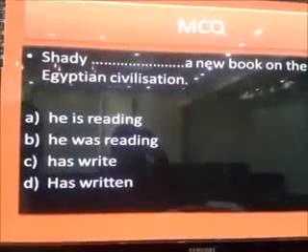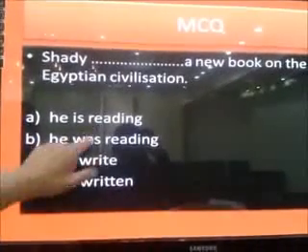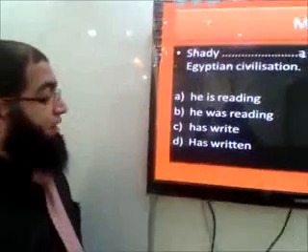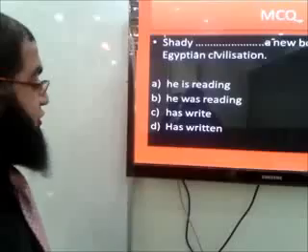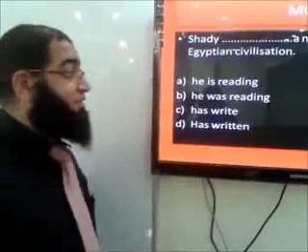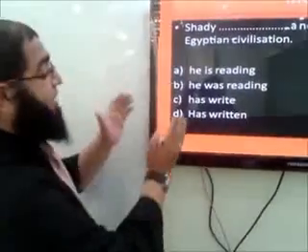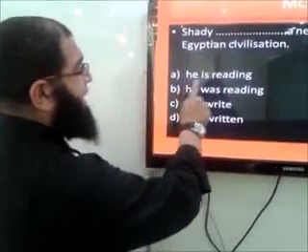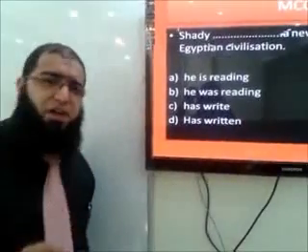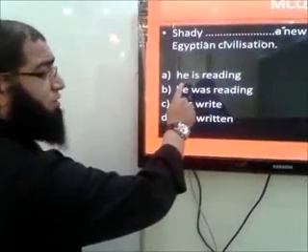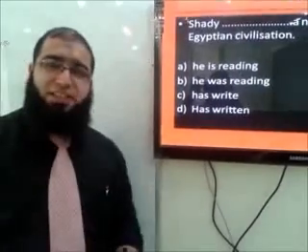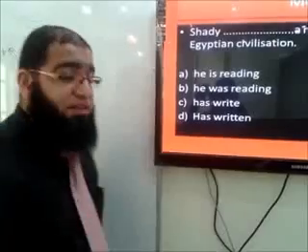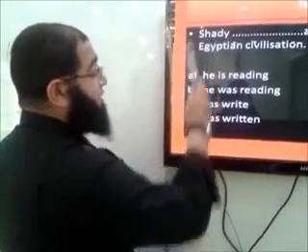Now, let's have a look. "He is reading." Oh, there is a verb. "He was reading." Oh, there is a verb. "Has write." Got a verb here too. "Has written." We've got a verb, which means that we've got a verb in every one. So how can we decide? Look at this one here. "He is reading." I don't only have a verb here, I've got a verb and a subject. Now the question is, do I need a subject? The answer is no, I don't, because I have a subject here.